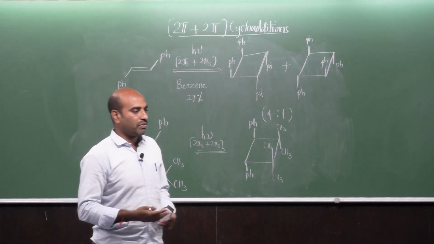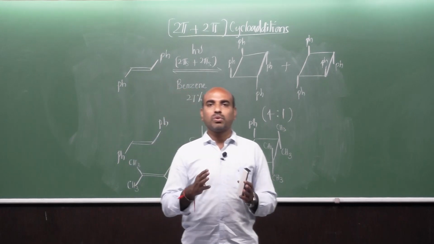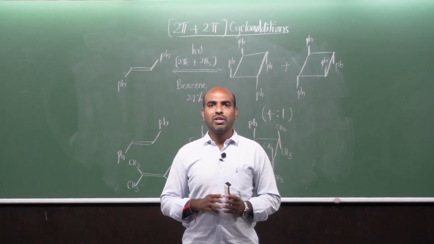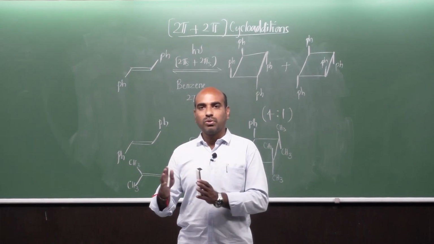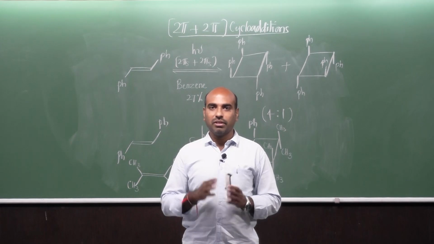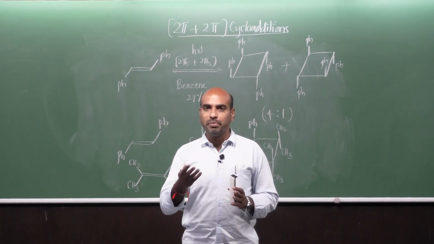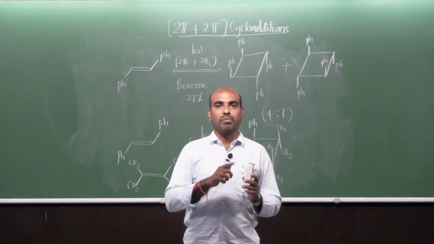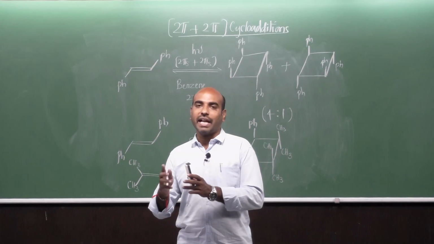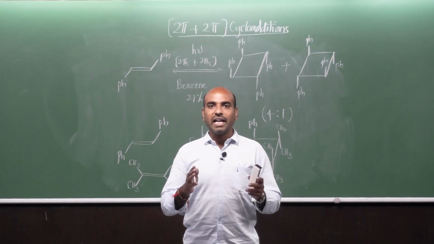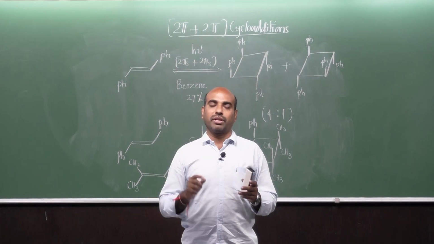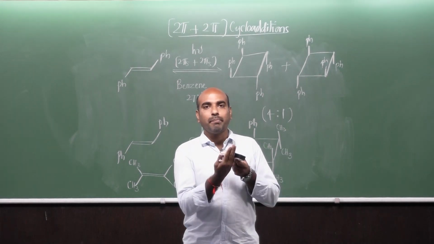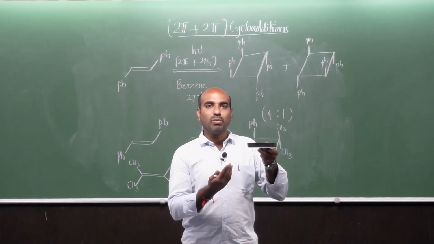So, what if we need to investigate the 2π supra plus 2π antara mode of cycloaddition reactions which are thermally allowed, right. So, generally 2π supra plus 2π antara mode of cycloaddition reactions which are thermally allowed are rare to be seen. They are not that frequent because one partner is a suprafacial partner, the other partner is an antarafacial partner. That means the antarafacial partner has to change its stereochemistry. How is it going to happen?